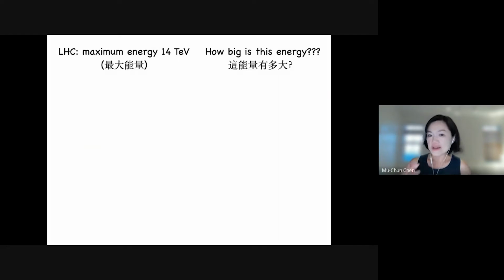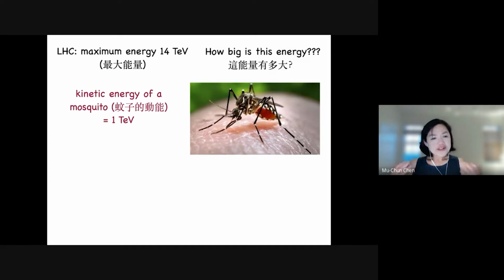So the TeV is sort of the unit that particle physicists use. And you may wonder, how big is this energy? This turns out to be just the kinetic energy of a mosquito, right? So this seems to be very small, but is that really it?